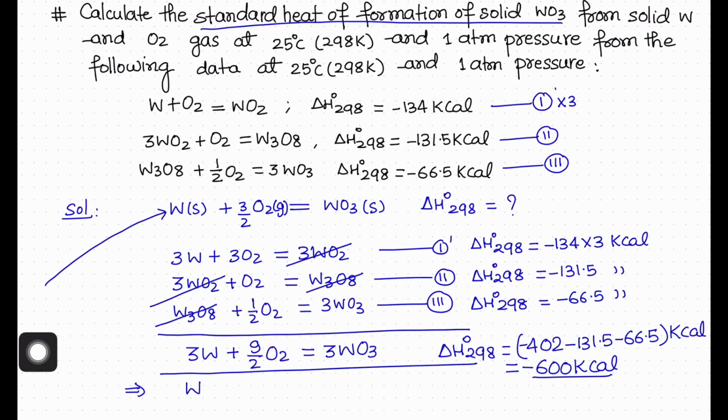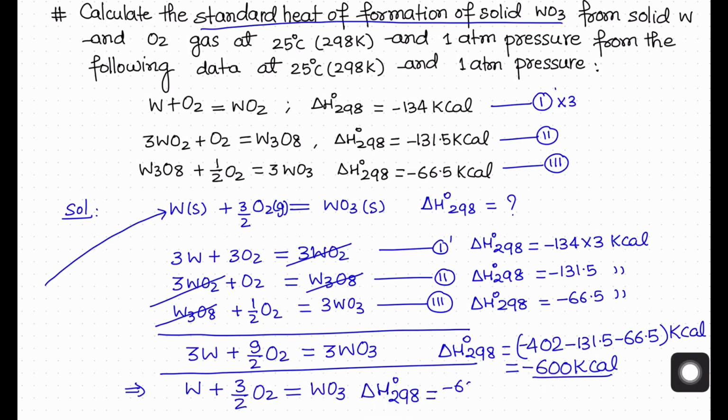So we'll get W plus 3/2 O2 giving WO3. Then its delta H naught at 298 Kelvin will also get divided by 3, because delta H naught is an extensive property. When you are dividing or multiplying, the same thing you have to do with the delta H naught also. So it will be minus 200 kilocalorie. That is the final answer.